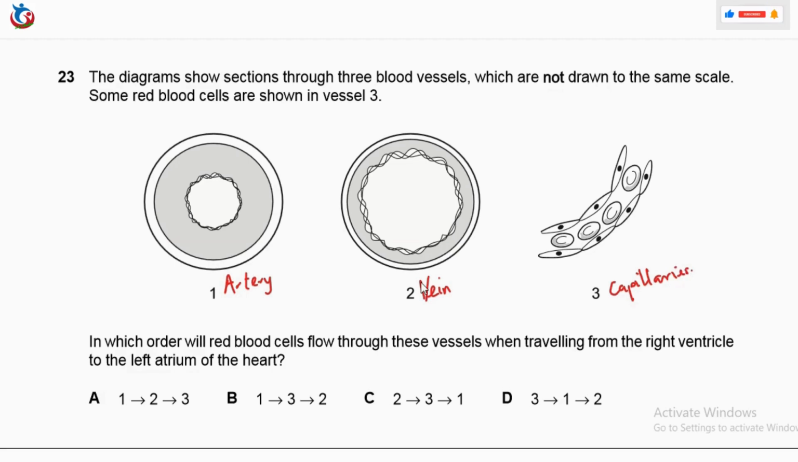Now, how does blood flow from the right ventricle? It moves first to the artery, which is 1, then to the capillaries, which is 3, the intermediate between arteries and veins, and then finally the vein, that is 2. So 1, 3, 2. Our answer here is not 1 alone, but 1, 3, 2, that's B. It's not this, it's not this. We'll now move to question 24.